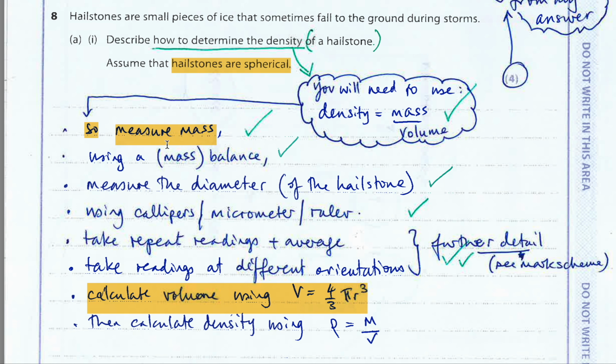You have to measure the mass. They want you to be specific. How do you measure mass? You use the mass balance. Okay, you can just put electronic balance, mass balance. Okay, then you need to be able to calculate the volume with the equation.